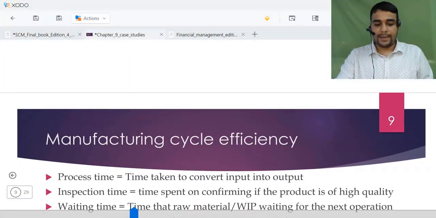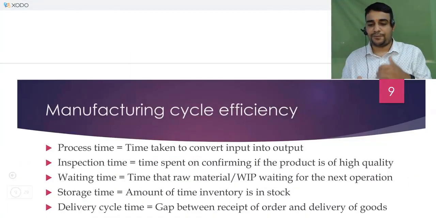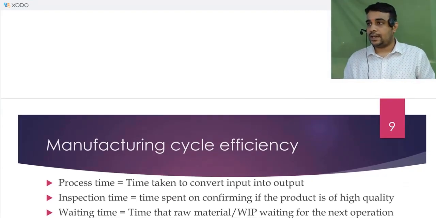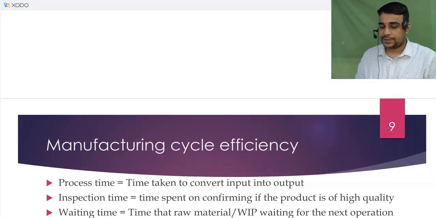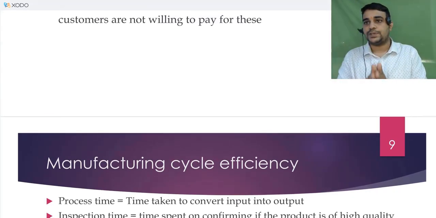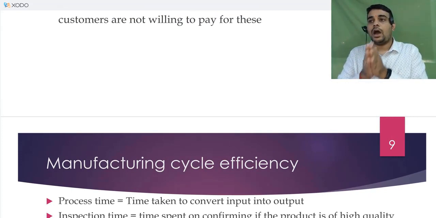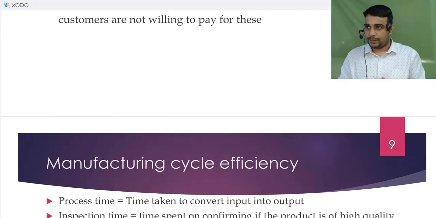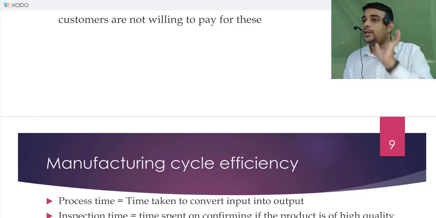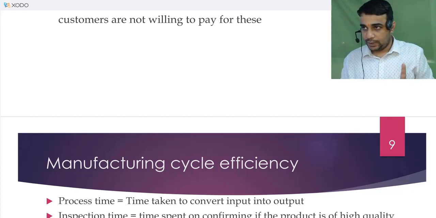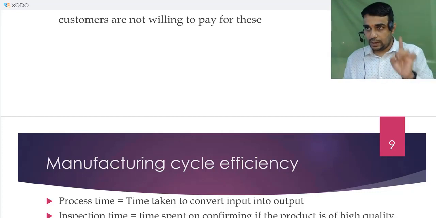Okay. Manufacturing cycle efficiency, I have touched upon this at multiple places. Now again, we are going to see this area called manufacturing cycle efficiency. Manufacturing cycle efficiency basically measures how much percentage of time goes into value added activity for a company. There is only one value added activity which is called processing time.